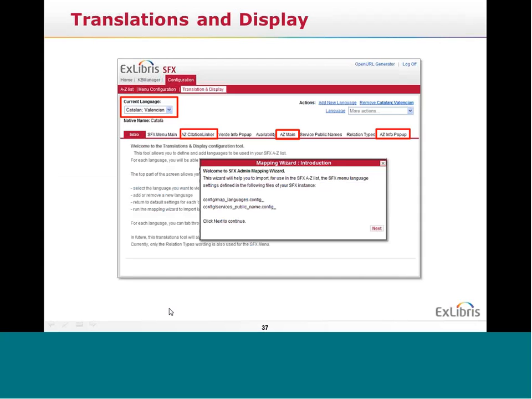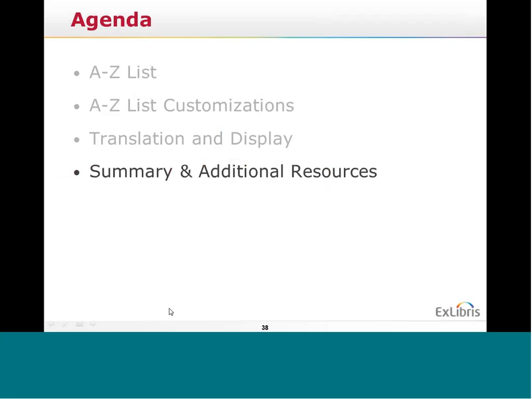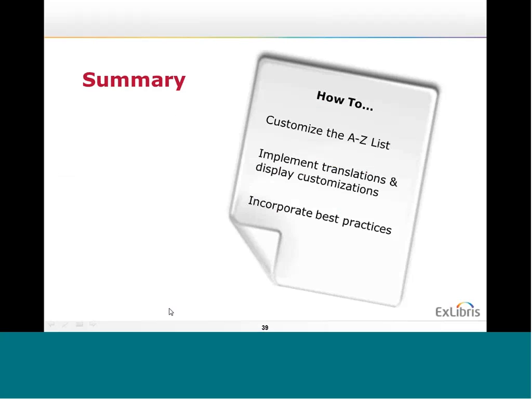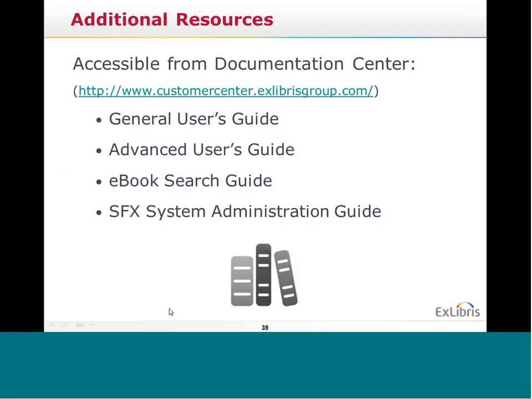So I'll go ahead and go back to the slides here, and this actually brings us to the end of our session. So just to briefly summarize, we talked about where and how to customize the eJournal and eBook A to Z lists, where to customize the translation and language display if you want to change any of the text labels that appear in the A to Z lists or in the SFX menu as well. And also we covered some best practices for UI customization, or user interface customization, for the A to Z list.